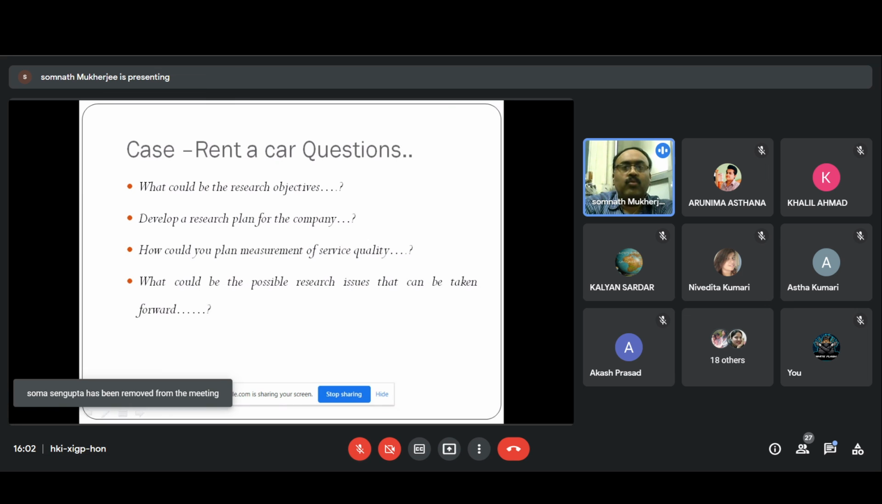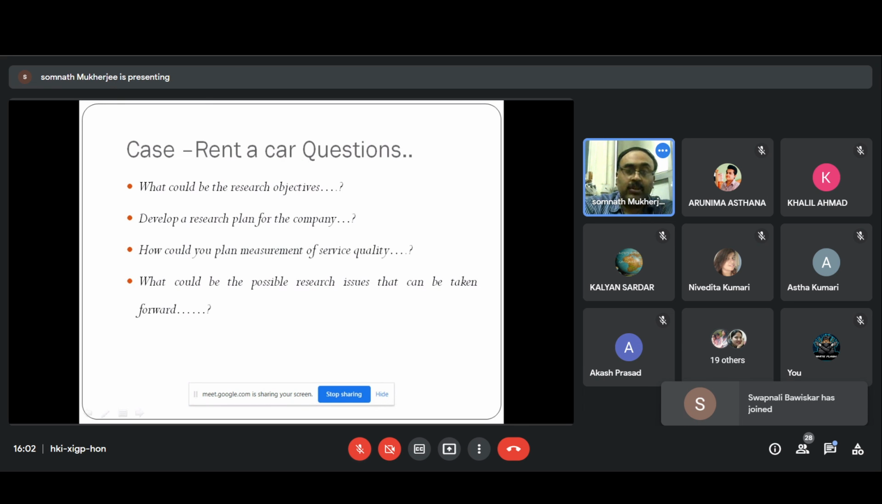Fine. So, what could be the research objectives? Develop a research plan. Can you develop a research plan at this point? How could you plan measurement of service quality? That is what I will try and deliberate on and detail for you. What could be the possible research issues that can be taken forward? Like Sumona said very correctly, she talked about attitude. She picked up maybe some drivers. So we need to pick up maybe a couple more drivers.